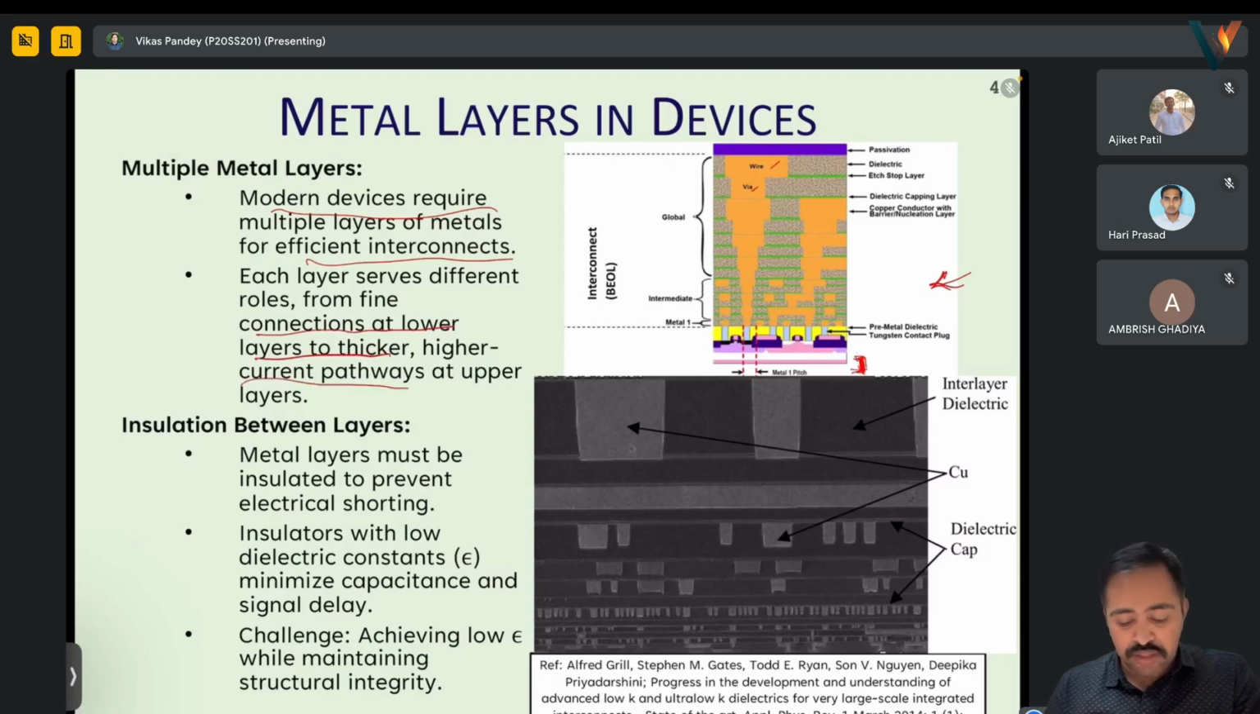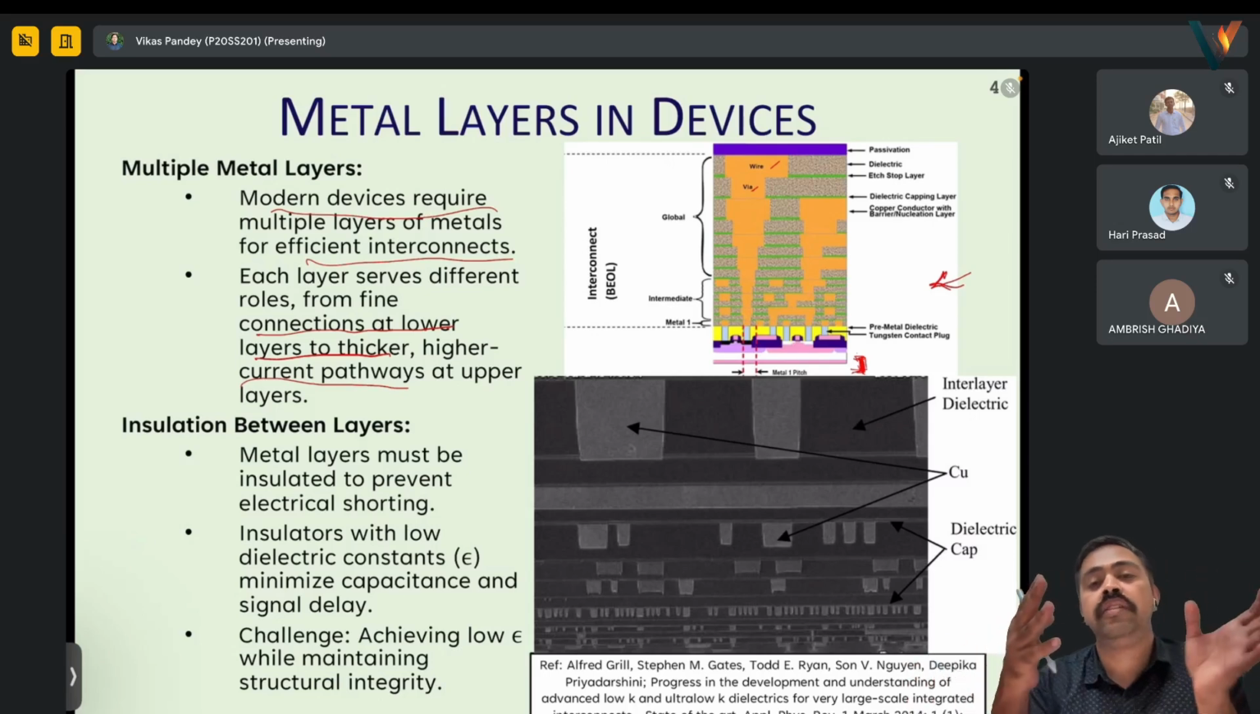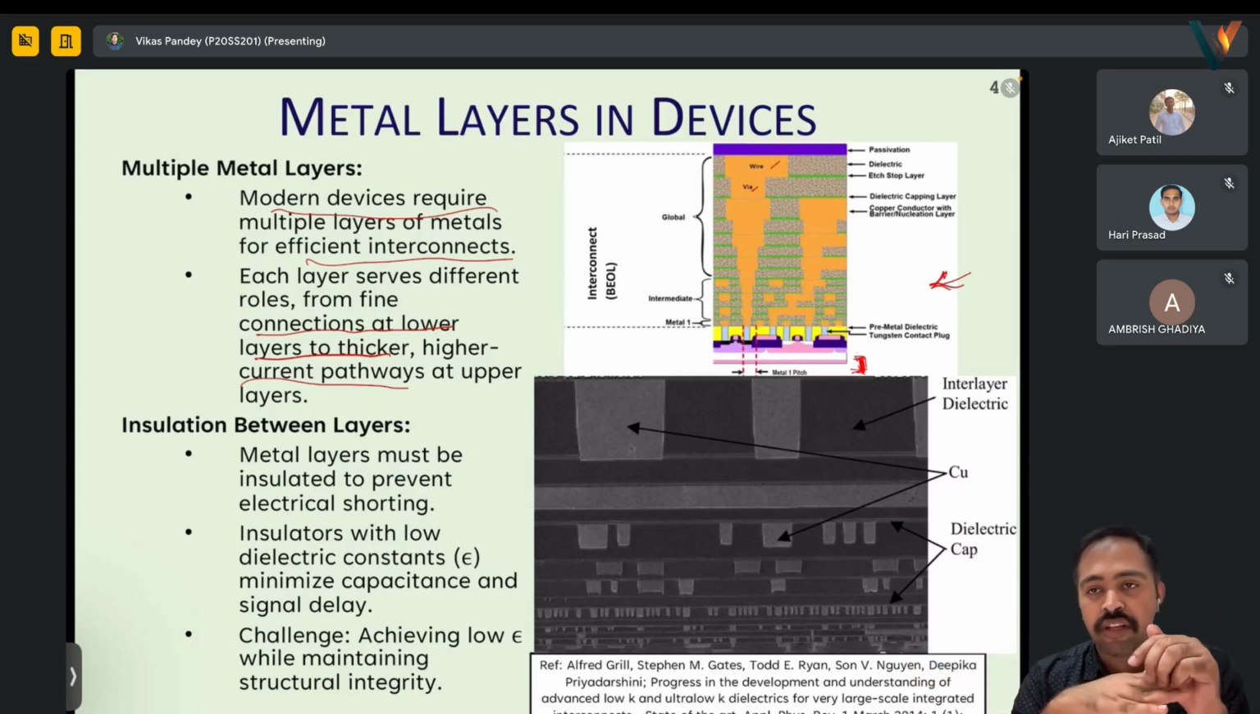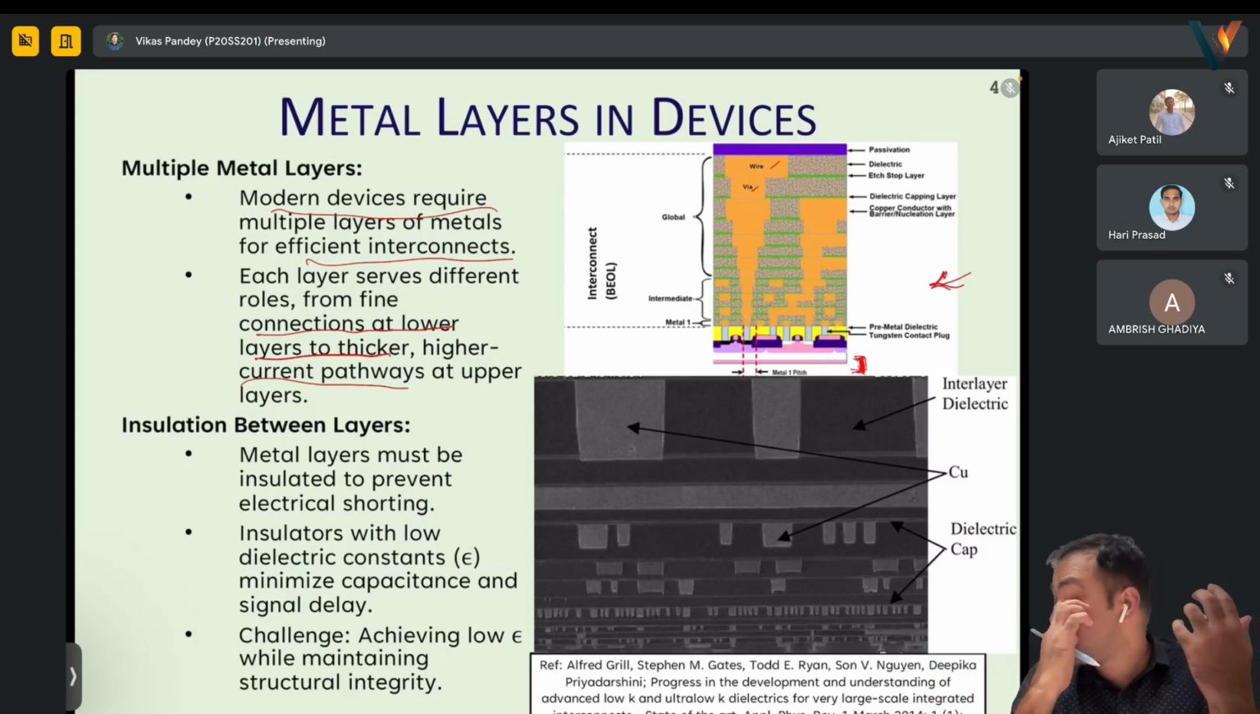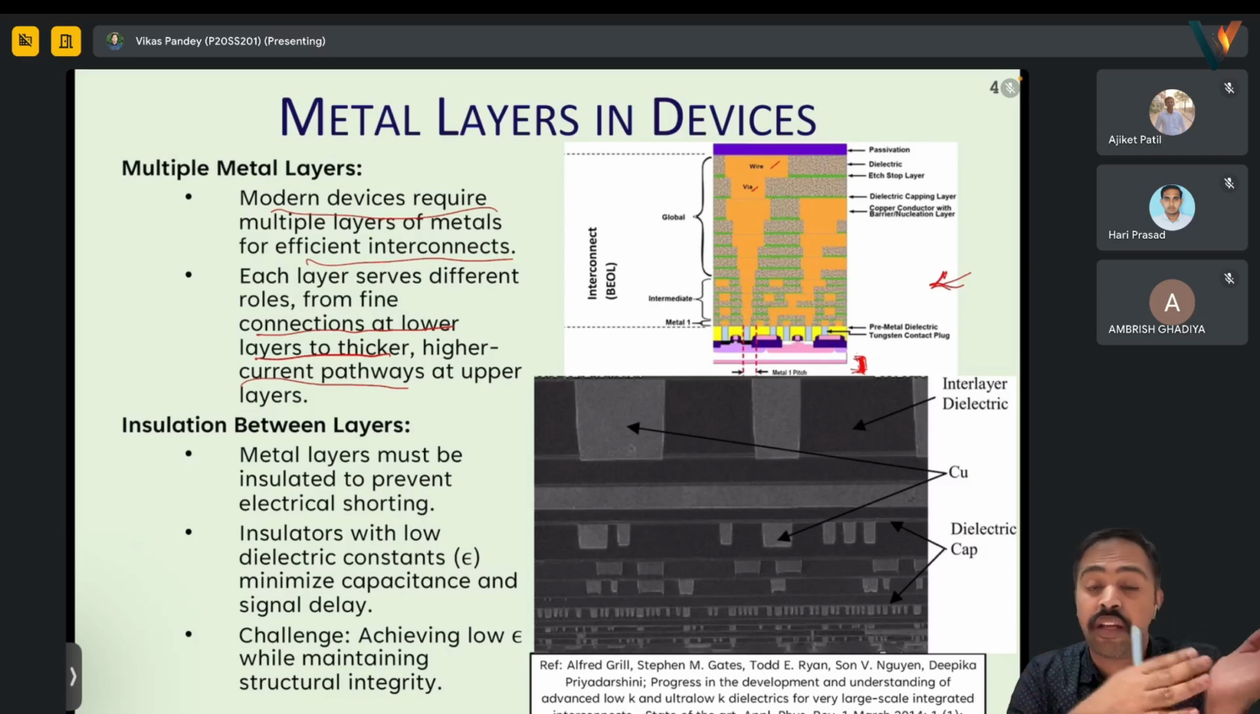If we have a metal at say 50 nanometer thick, it cannot carry very high current. For higher current, we will have to have thicker layers. But for connections, we cannot have such thick layers at the lower level itself, because very thick layers are not possible at the lower level. We will see what problems they give us.